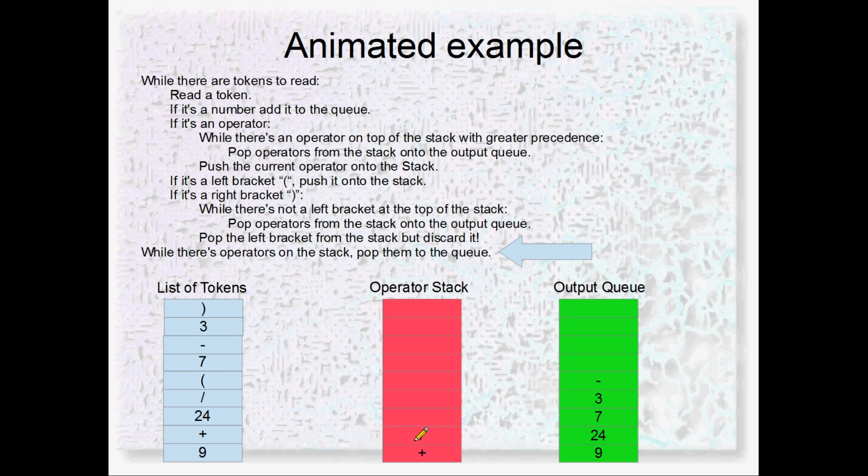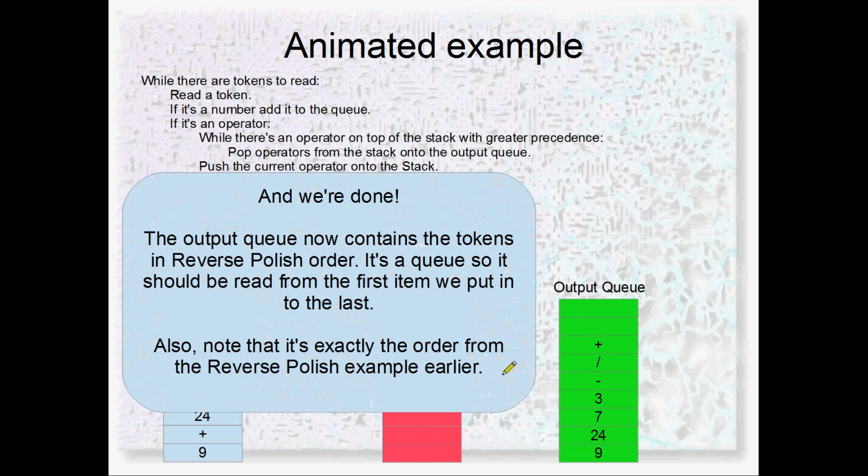So obviously a stack goes in the reverse order that we put the operators on there. So first we pop the division, then we'll pop the addition, and hey presto, we're done. Amazing. So the output queue now contains the tokens in reverse Polish order. It's a queue, so it's going to be read from the bottom to the top. And you also might note that it's exactly the same as the reverse Polish that we just had a look at. So 9, 24, 7, 3, minus, divide, and plus is the exact reverse Polish expression that we just looked at.